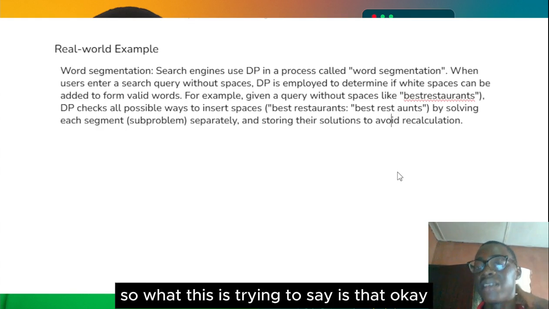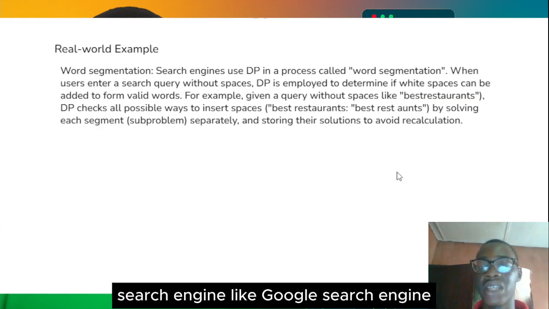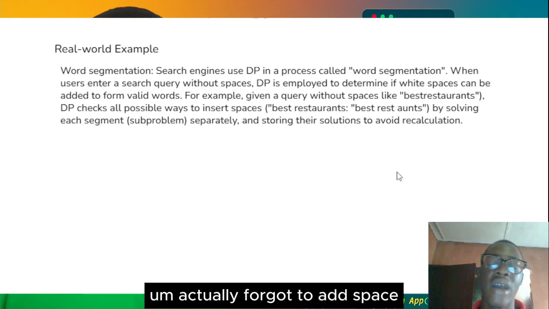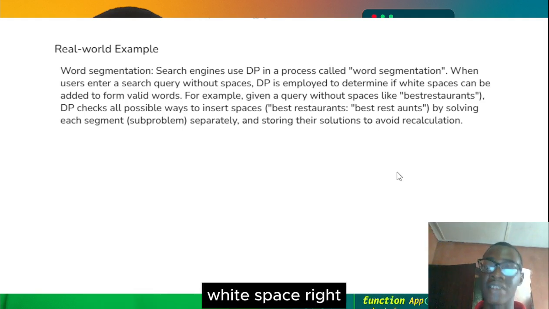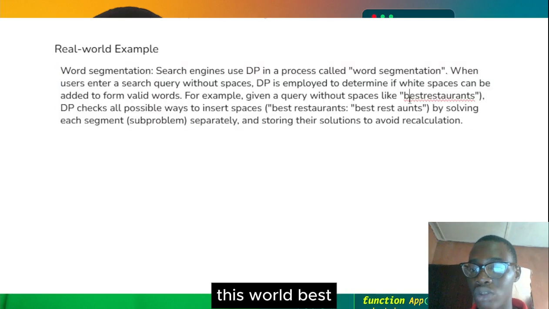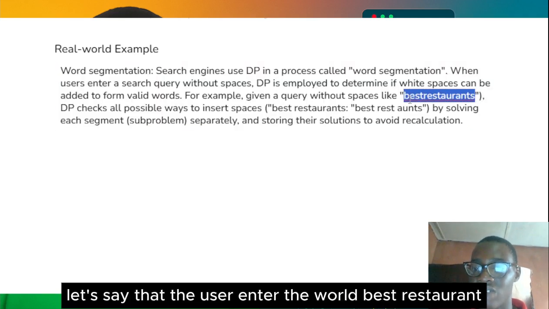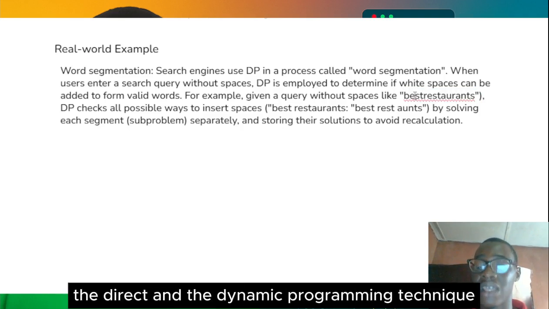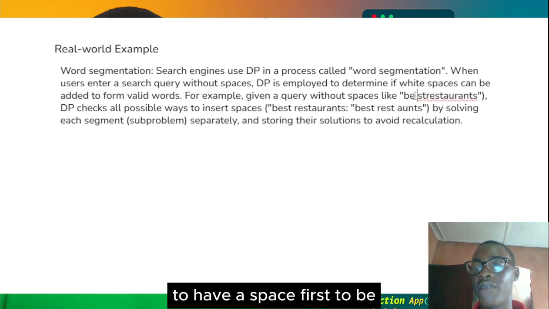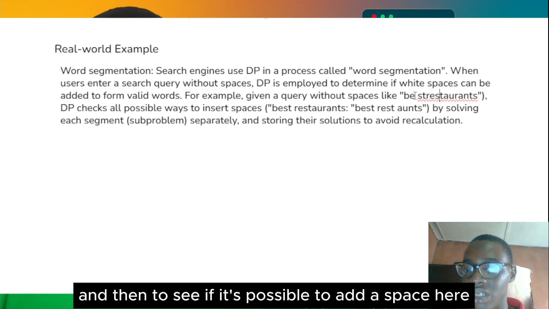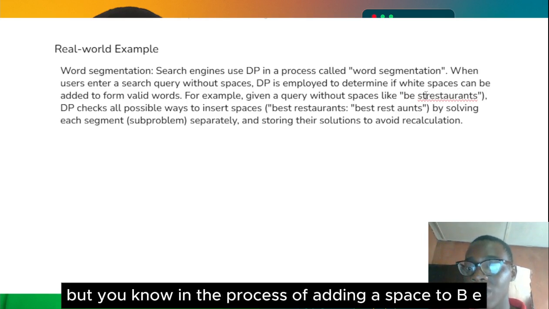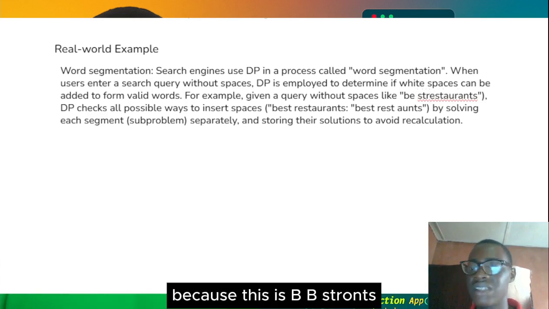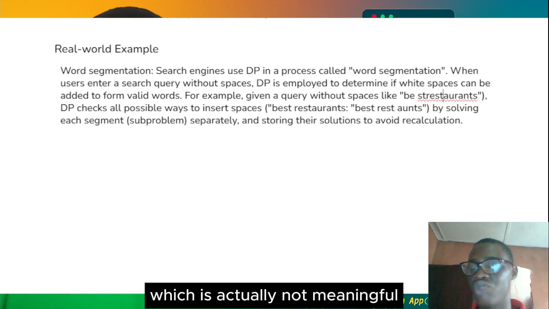So what this is trying to say is that okay, let's consider a search engine like Google, whereby there might be some typos where we actually forgot to add a white space, right? So now let's say that the user entered the word bestrestaurant, and what is going to happen is that the search engine is going to use DP, the dynamic programming technique, to add the space first after BE, and then see if it's possible to add a space there. But in the process of adding a space after BE, this word is actually not correct. Why? Because the remainder is not meaningful.